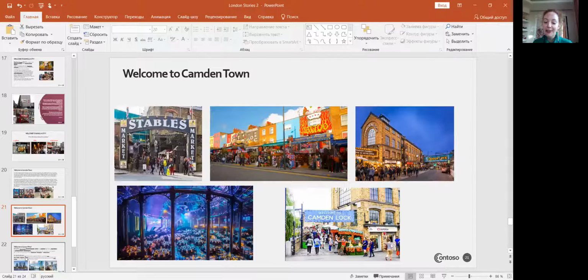Famous club Stables, but I think now it's closed. Here you can see shops, the entrance to the Camden Market, one of the most famous markets in London, Brick Lane Market and Camden Market.